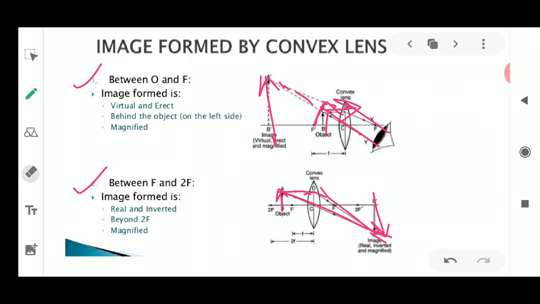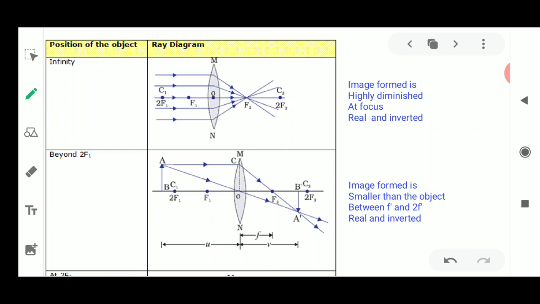So these are the 2 ways: in one you obtain the virtual and erect image, and here we obtain the real and inverted image. Once you see it from the other side, you can tell what kind of image is formed. So I have shown you the image formation on the convex lens as 2 examples. Now we go on to each and every position of the object, where it is placed, how the image is formed, and what the nature of that image will be.